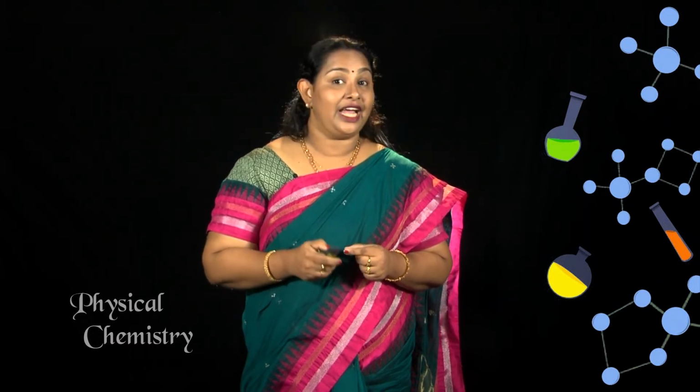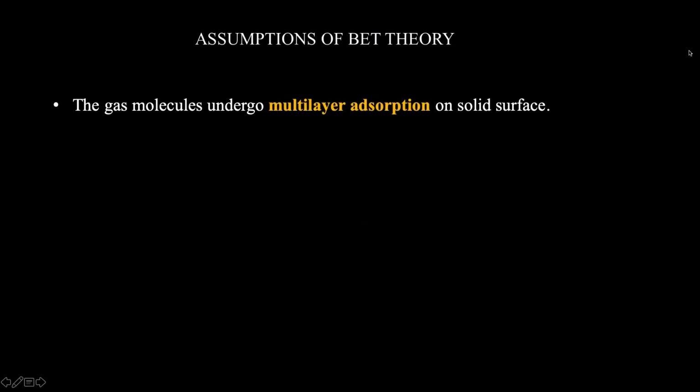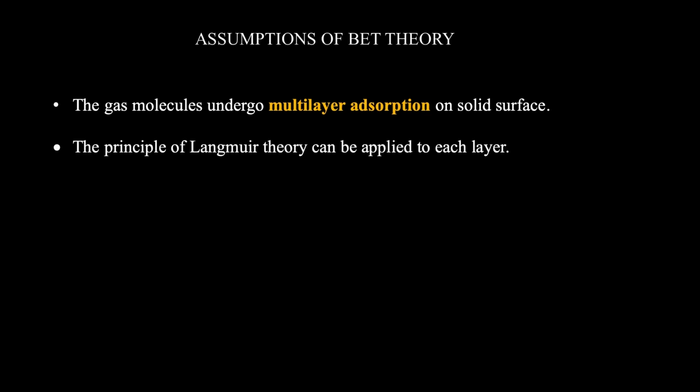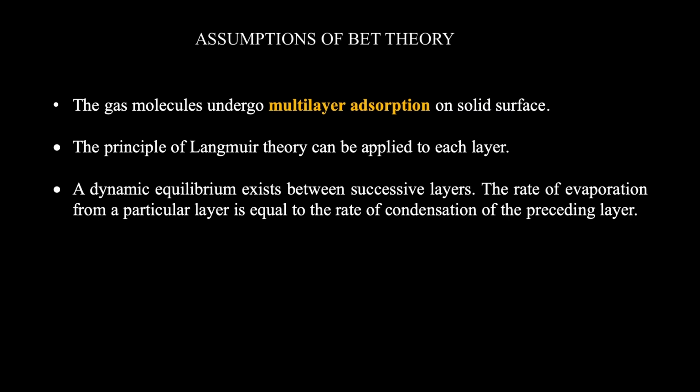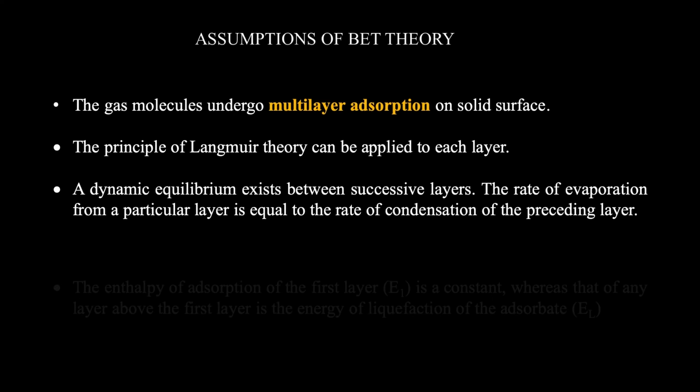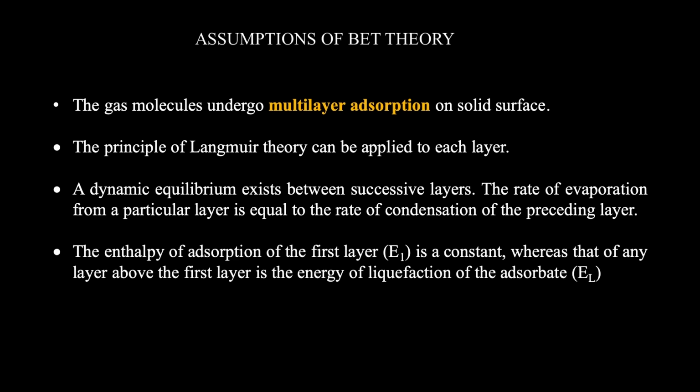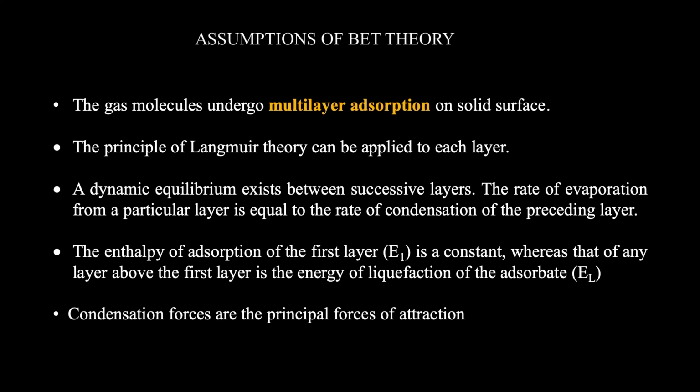The basic assumptions made in this theory are: first, the gas molecules undergo multilayer adsorption on a solid surface. Next, the principle of Langmuir theory can be applied to each layer. A dynamic equilibrium exists between successive layers. At equilibrium, the rate of evaporation from a particular layer is equal to the rate of condensation of the preceding layer. The enthalpy of adsorption of the first layer, that is E1, is a constant, whereas that of any layer above the first layer is the energy of liquefaction of the adsorbate, which represents EL. Next assumption is that condensation forces are the principal forces of attraction.